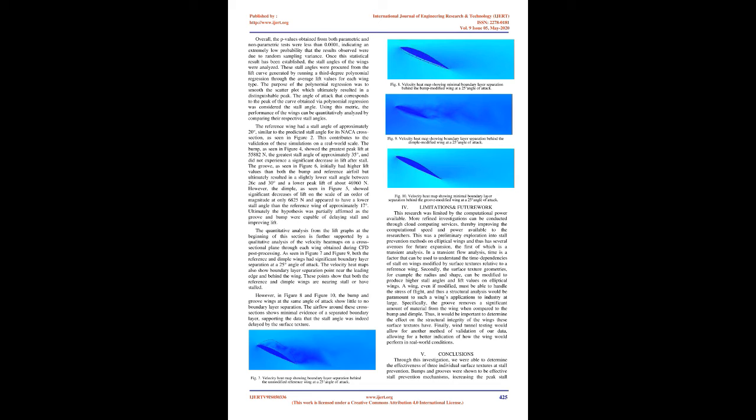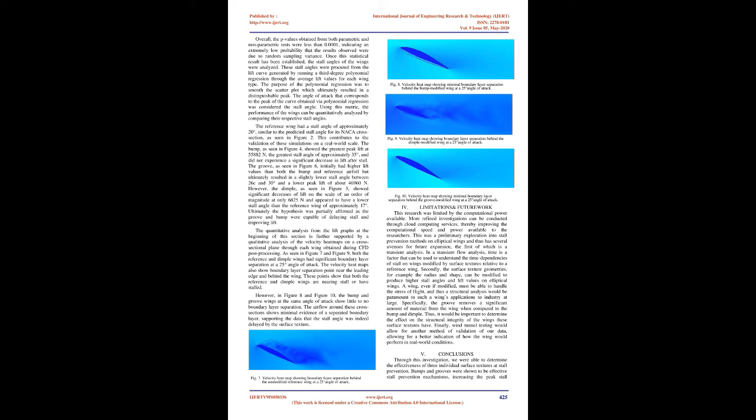Once this statistical result has been established, the stall angles of the wings were analyzed. These stall angles were procured from the lift curve generated by running a third-degree polynomial regression through the average lift values for each wing type. The purpose of the polynomial regression was to smooth the scatter plot, which ultimately resulted in a distinguishable peak. The angle of attack that corresponds to the peak of the curve obtained via polynomial regression was considered the stall angle. Using this metric, the performance of the wings can be quantitatively analyzed by comparing their respective stall angles.